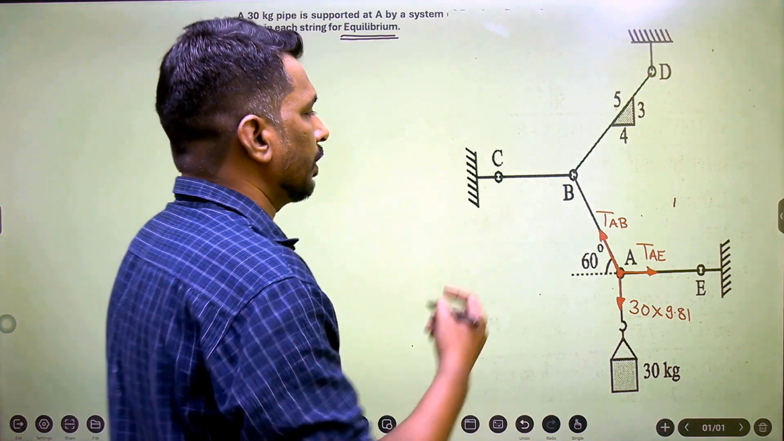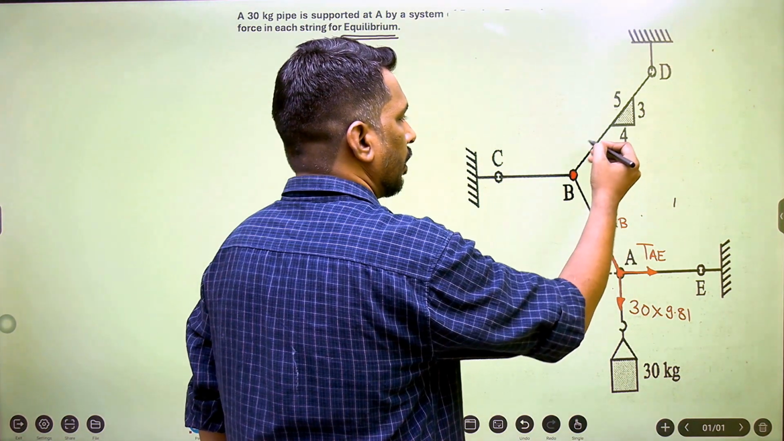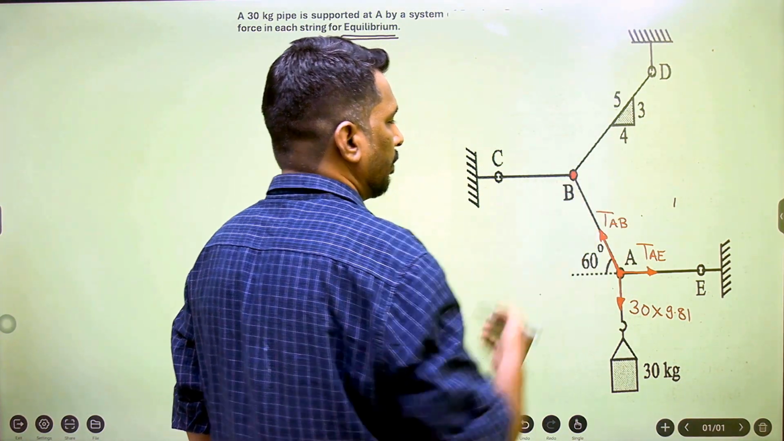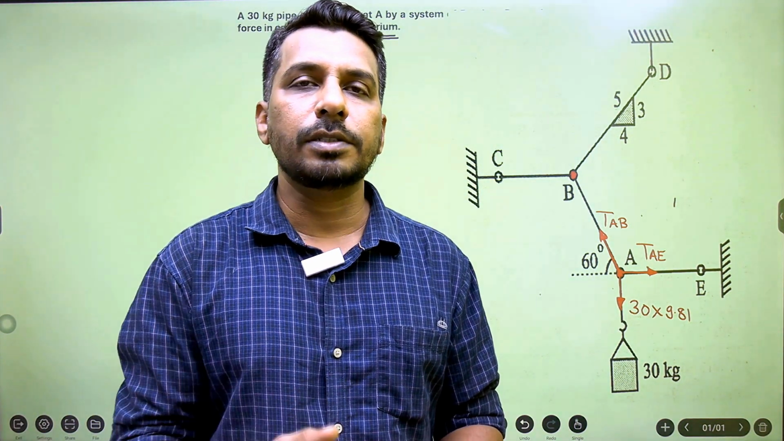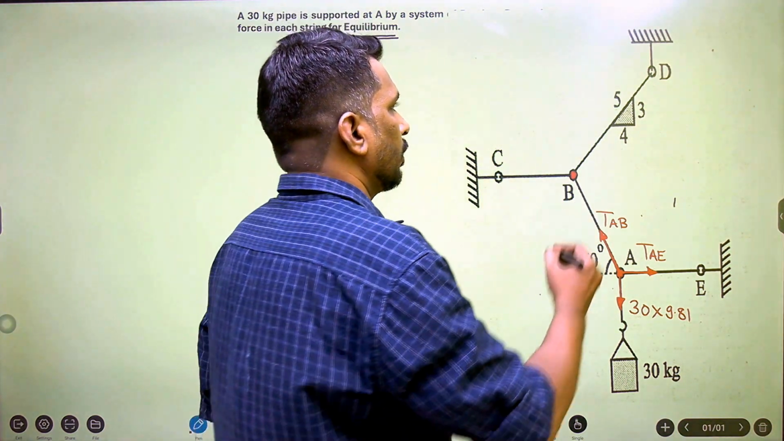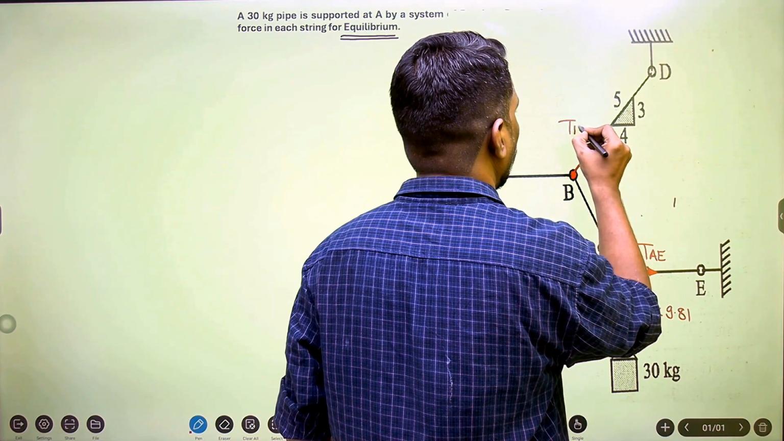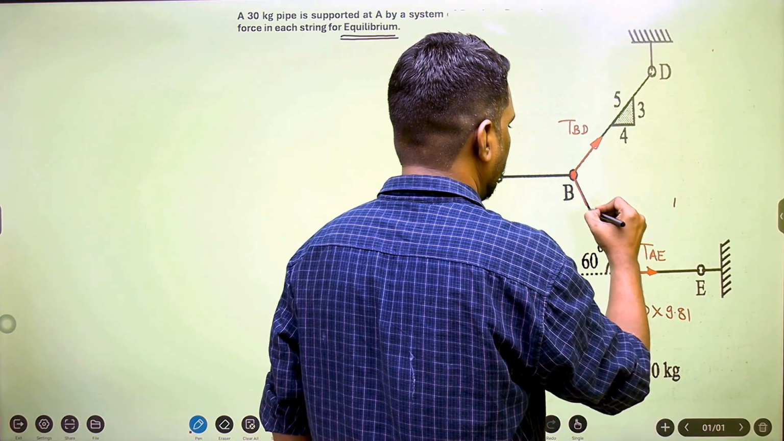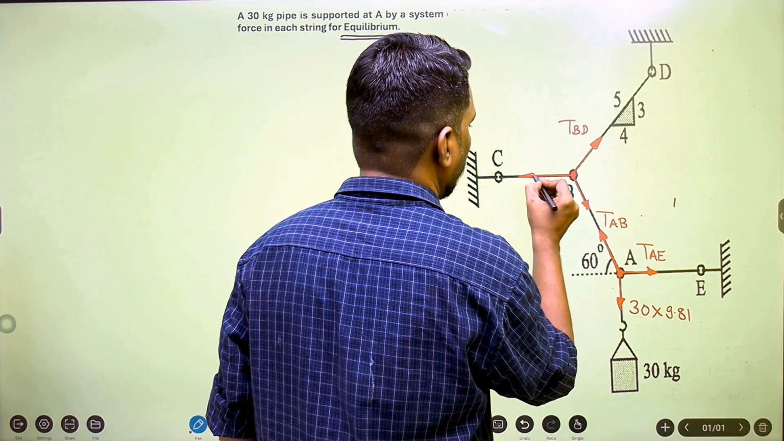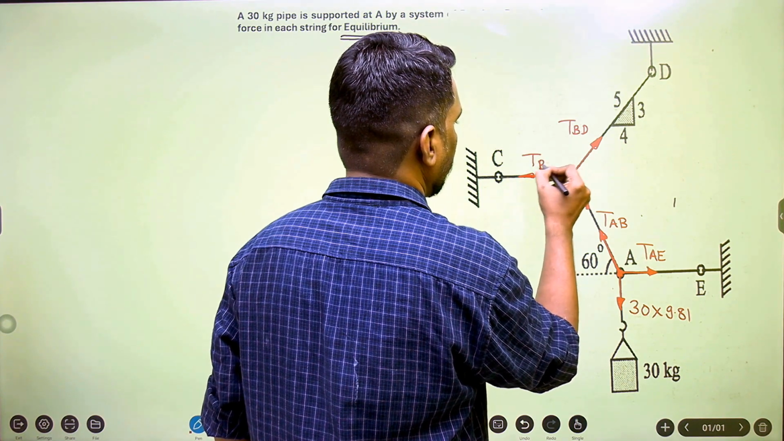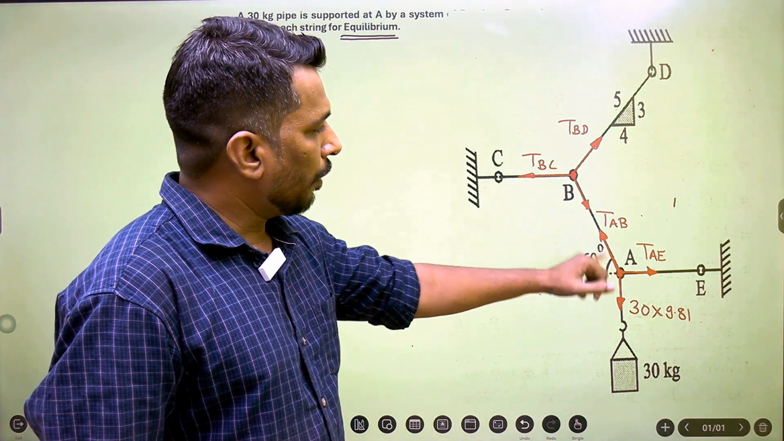Now I'll proceed further and I'll consider point B. You can see here there are 3 cables connected at B, so 3 tensile forces, and we have already discussed tensile forces are away from the considered point. Here the point is B, so tension BD, this is tension AB, it is already mentioned over here, and then tension BC. So these are the FBDs considering points A and B.